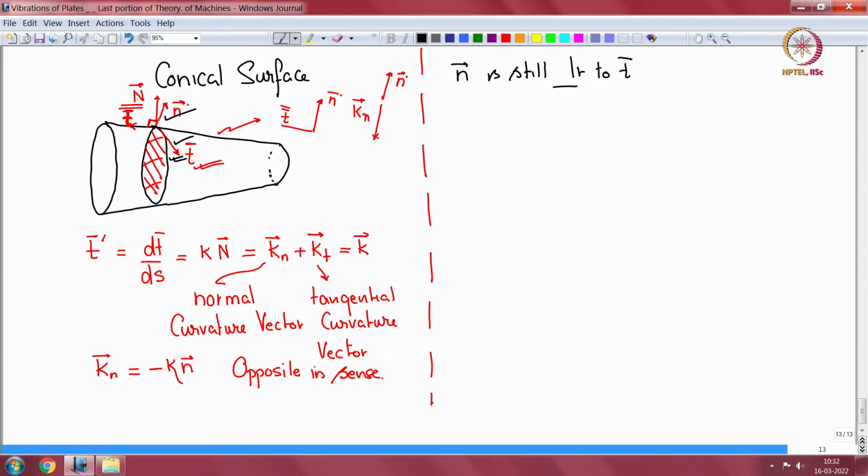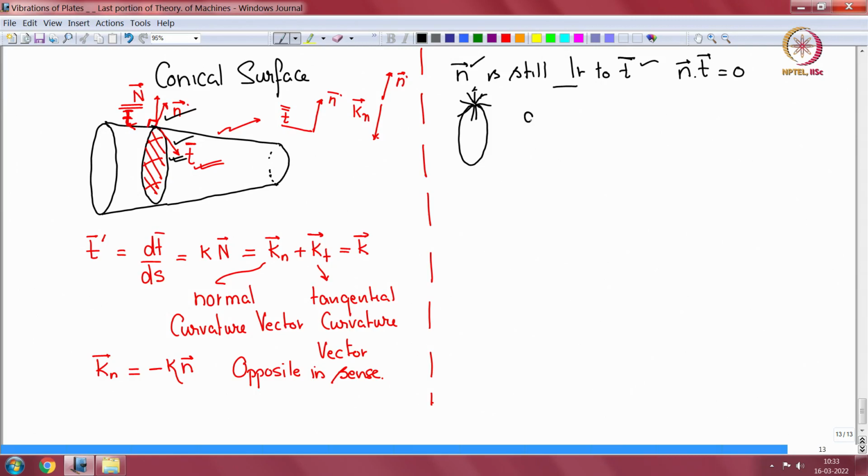This curve has infinite normals. This circular plane has infinite normals. Every direction there can be a normal. So this n bar happens to be one of the normals. So n bar is still perpendicular to T bar, and so n dot T is equal to 0.